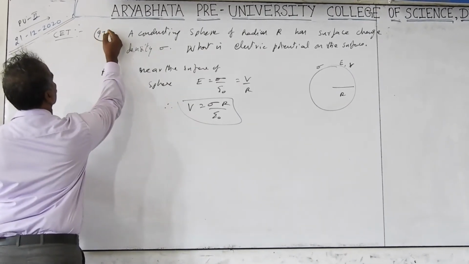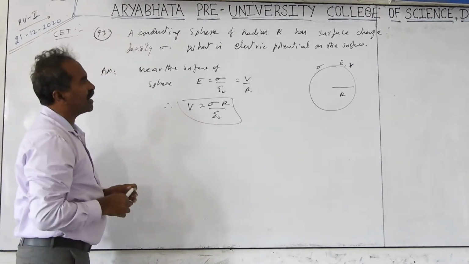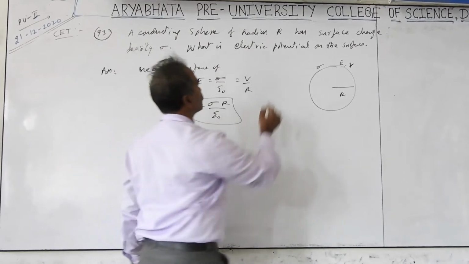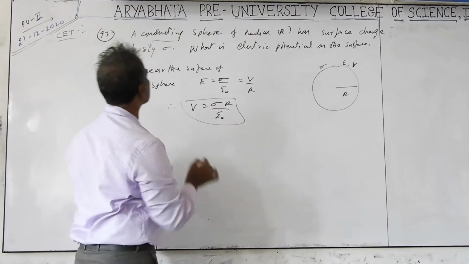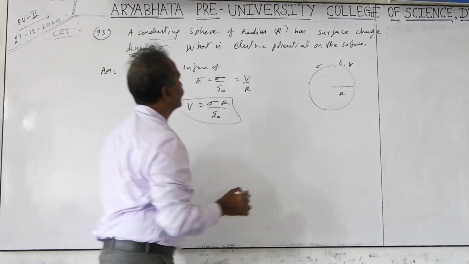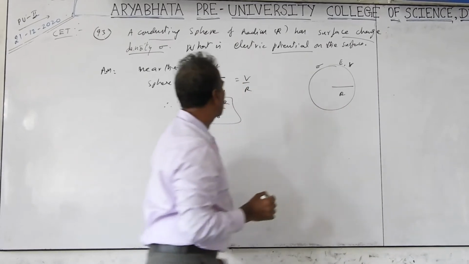Next problem I want to do is 93. A conducting sphere of radius R. The radius of the sphere is R. Conducting sphere means metal sphere. It has a surface charge density sigma. You have to find the potential of the surface.